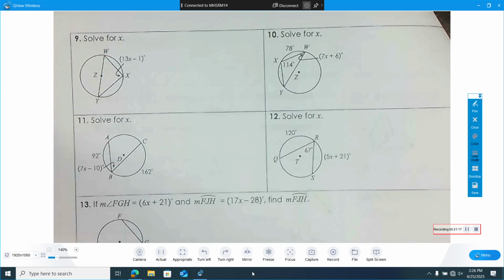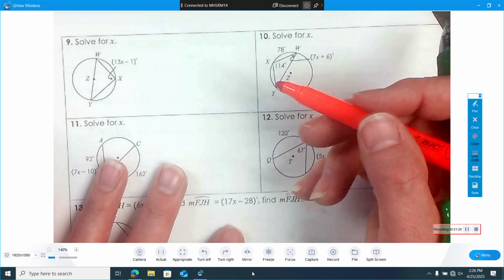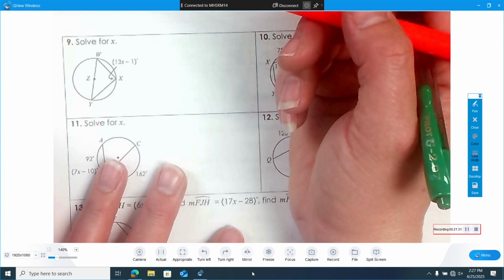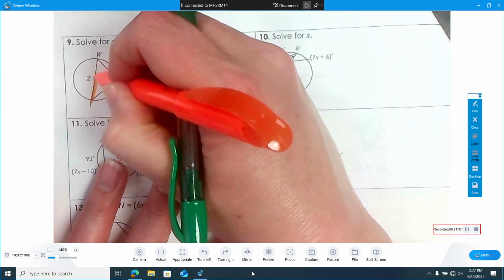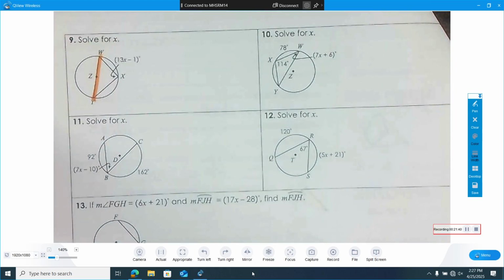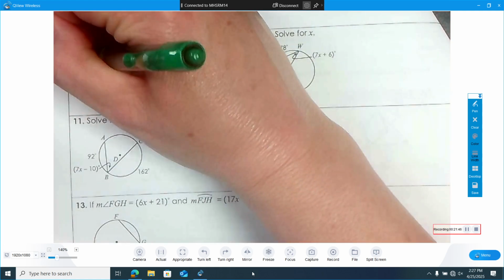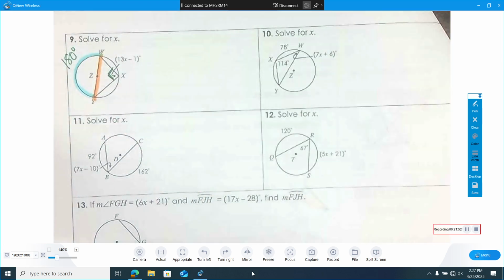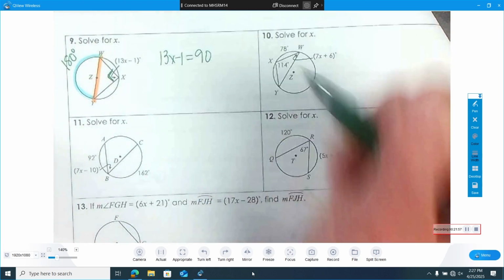What do you notice in number 9? So why don't you just do 26x? Hold your horses. Equals 13x minus 1. How'd you get 90? Because it intersects the diameter. Yeah, we got a diameter here, which means my arc on the other side is how many degrees? 180. And so my angle is going to be 90 degrees. Half of that 180 is 90. So we have 13x minus 1 equals a 90 degree angle, okay?